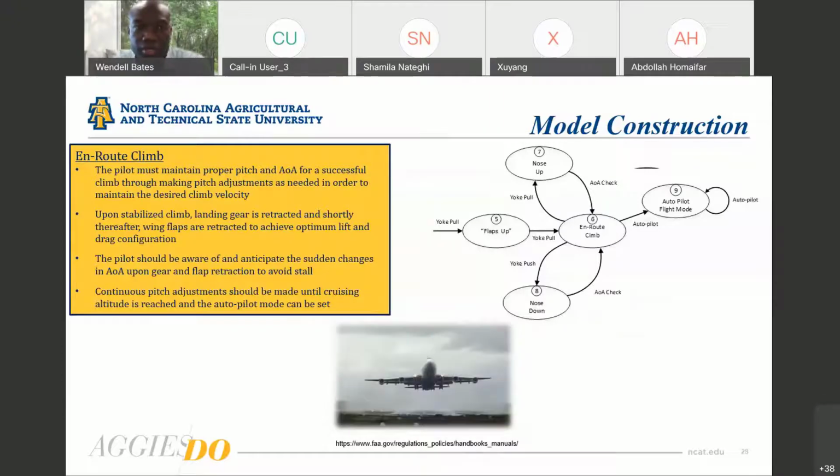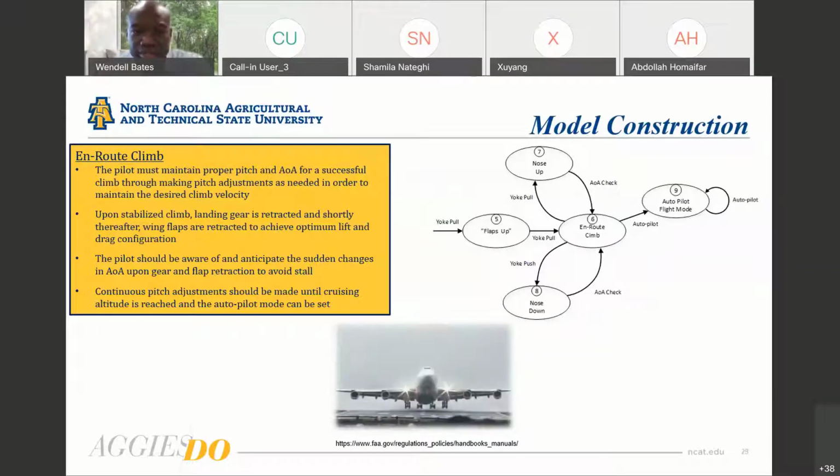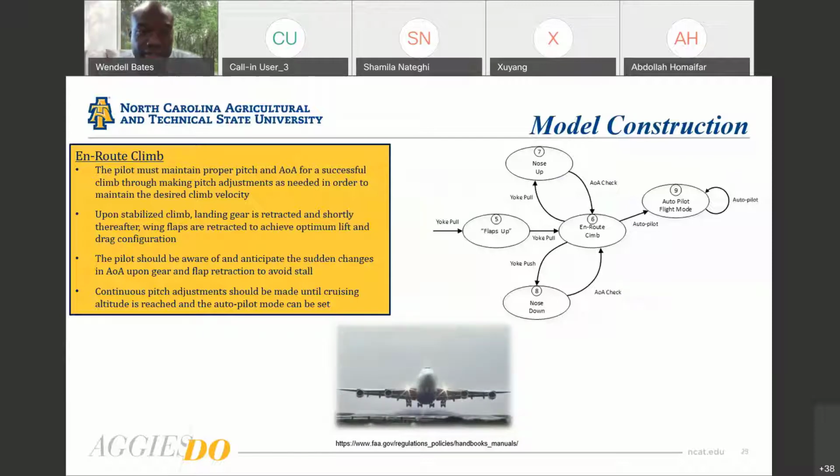So during the en route climb, the pilot has to manually maintain the proper pitch and angle of attack for a successful climb. And then once the climb is stabilized, the landing gear is retracted, and the wing flaps are retracted to achieve optimum lift. When you do this, the pilot has to be aware and anticipate any sudden changes in the angle of attack upon retracting the gear and the flaps in order to avoid stall.